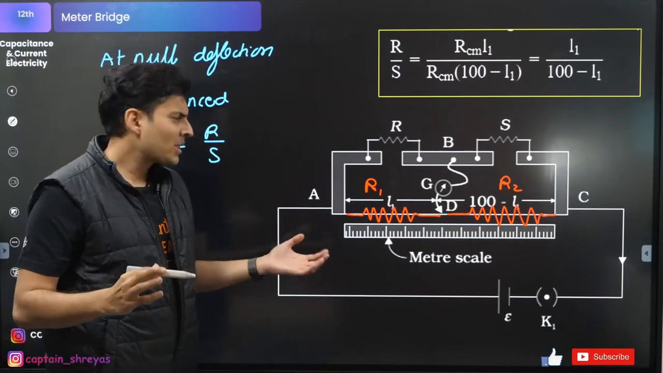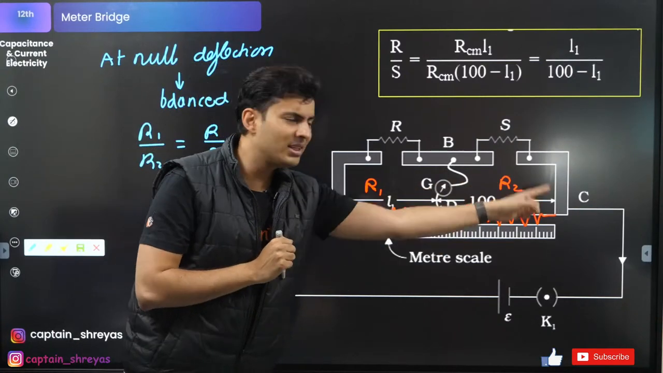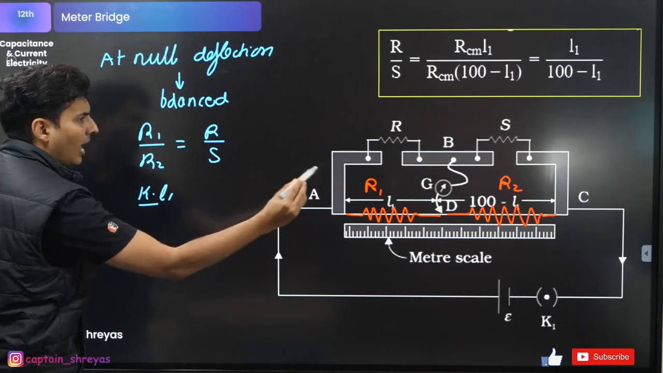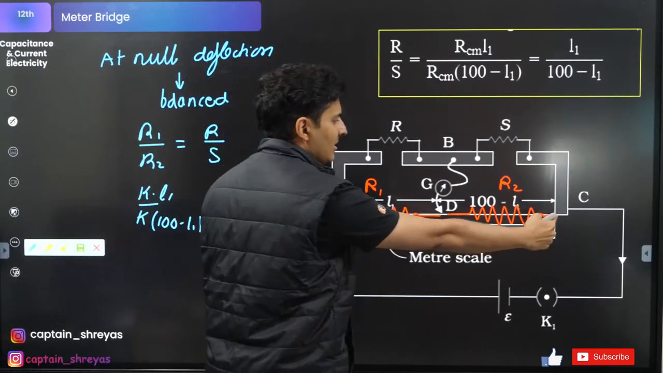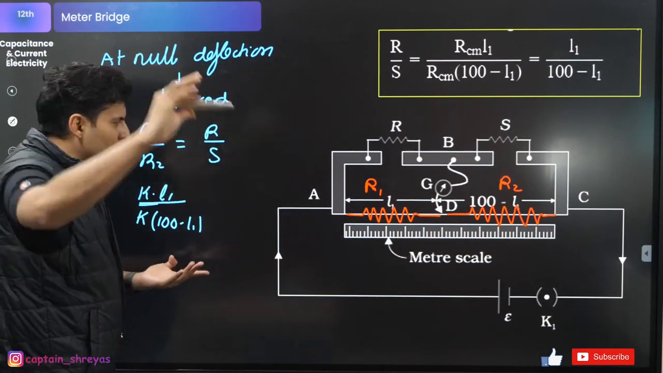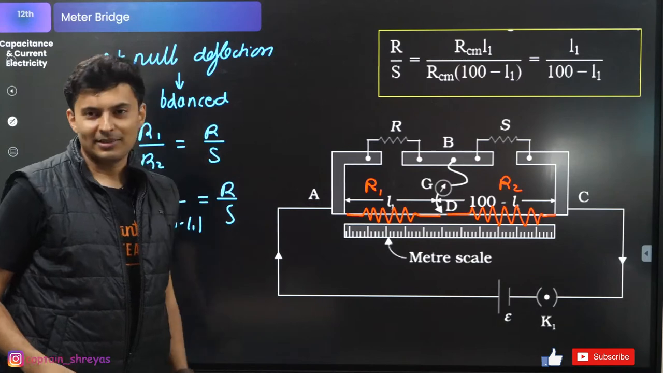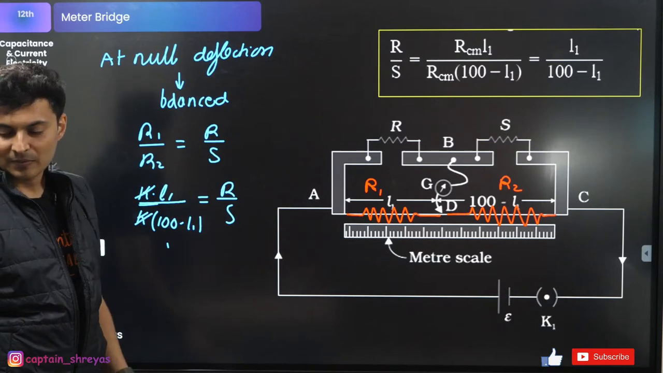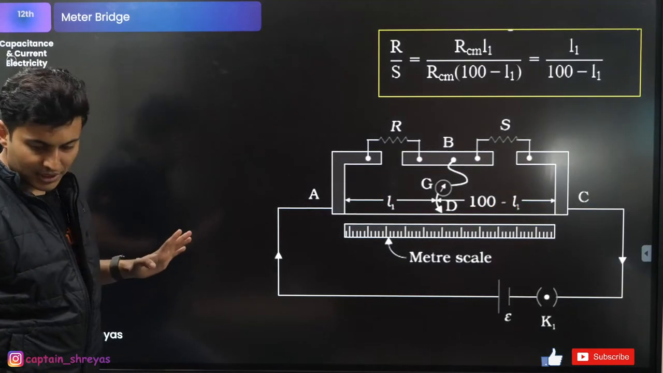But I know one more thing. Resistance is directly proportional to the length of the wire. This is proportional to this length of the wire. If this is L1, can I not say it is K times L1, and R2 will be K times 100 minus L1? Because if this is L1, this is 100, this is 100 minus L1. So K is some constant, because I know resistance is always proportional to the length. So in R by S, K cancels. I will get this formula. Clear? Okay. I hope this is understood. Awesome. Great. Let's move on.